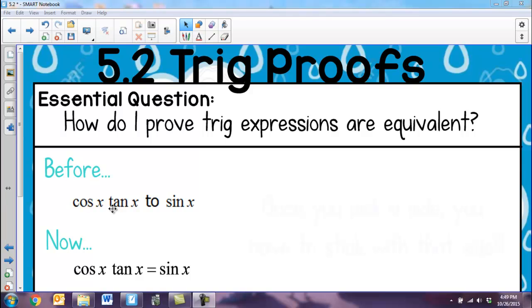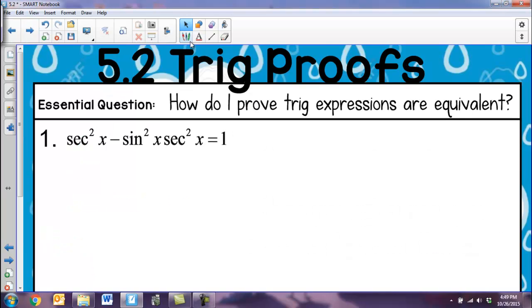So cosine x, tan x to sine x. Now they're just going to give you an equation and you're going to have to pick a side and figure out how to make it say the other side. We are not allowed to switch sides halfway through because that can lead to circular logic. So let's do a couple examples and show how you can do these proofs, and they don't look like the proofs you did in geometry. Okay, so don't stress out too much.